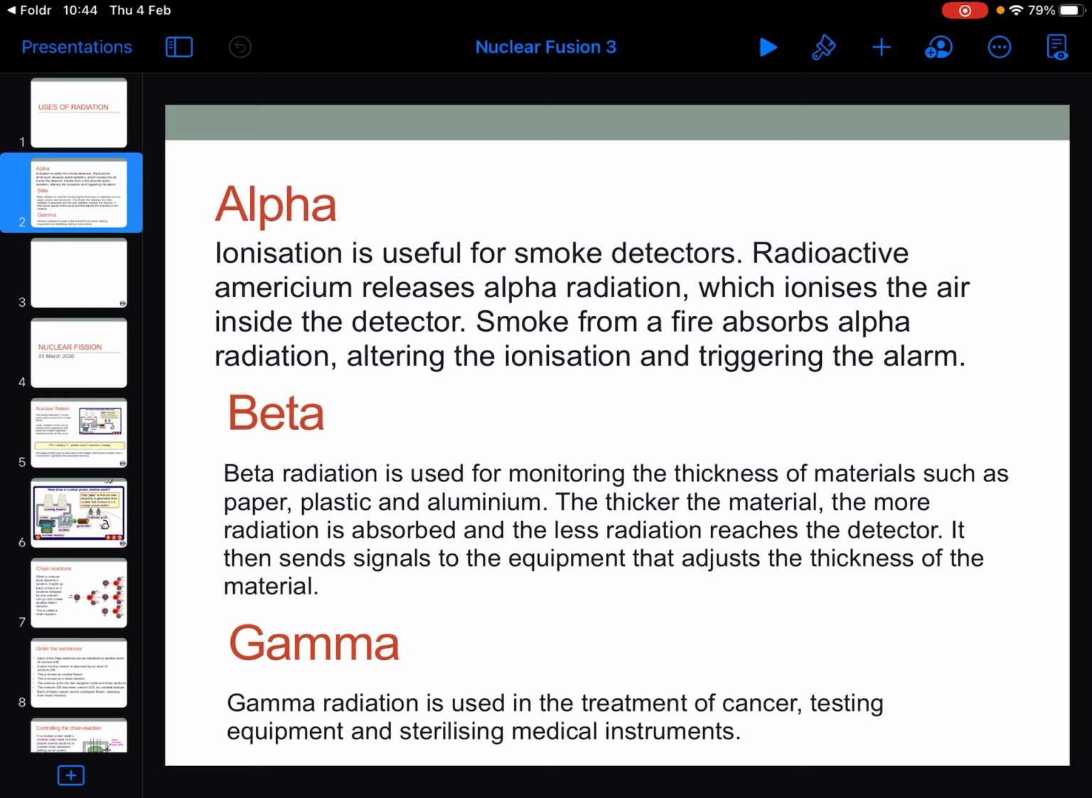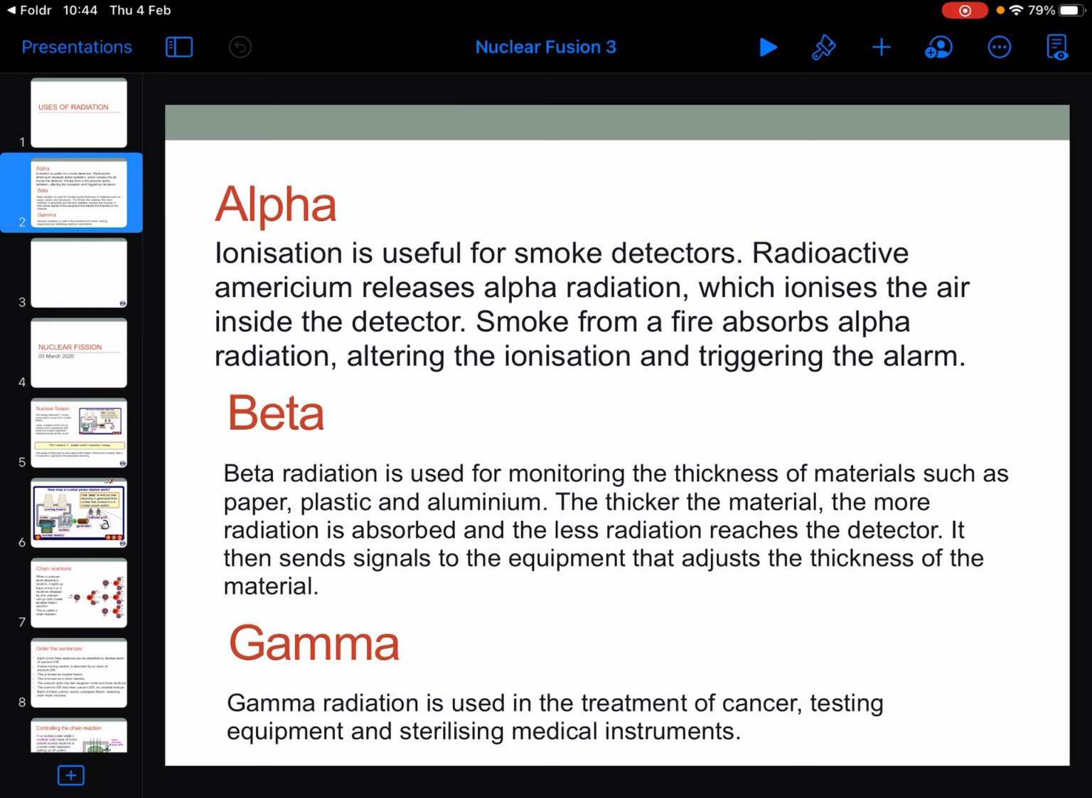Now, I should say that although it's very useful for you to know one example of a use of alpha, beta and gamma, you may also be given a completely random use which you've never seen before and asked to explain it. So in terms of that, just start thinking, is it ionising? Is it going to be blocked? What's it blocked by? And apply your knowledge to it. So these are good to know, but you may be given something random in an exam.